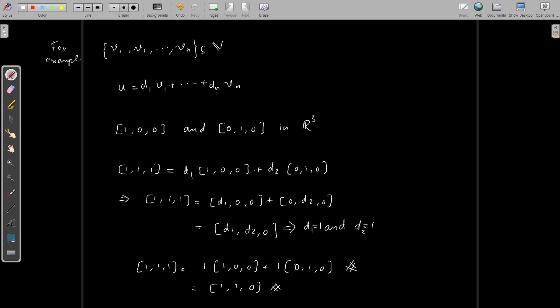So there is no d1 and d2 which satisfies this equation. So this is the conclusion: 1 1 1 is not a linear combination of the vectors 1 0 0 and 0 1 0. This is the meaning of linear combination.